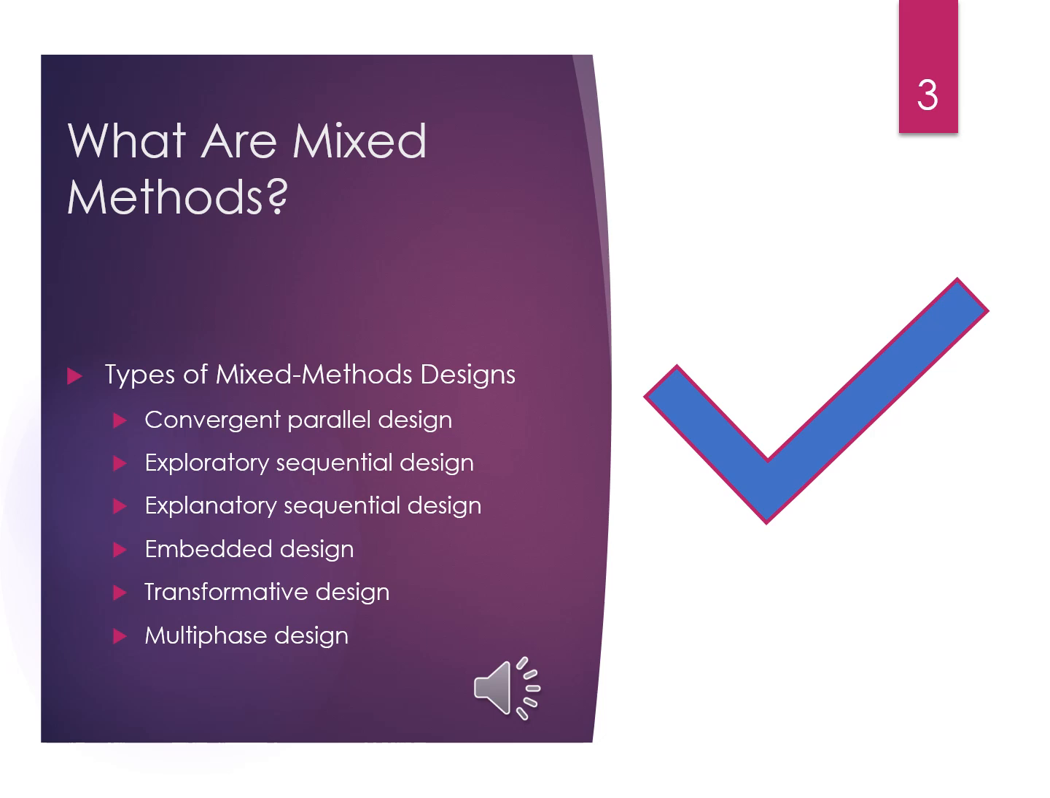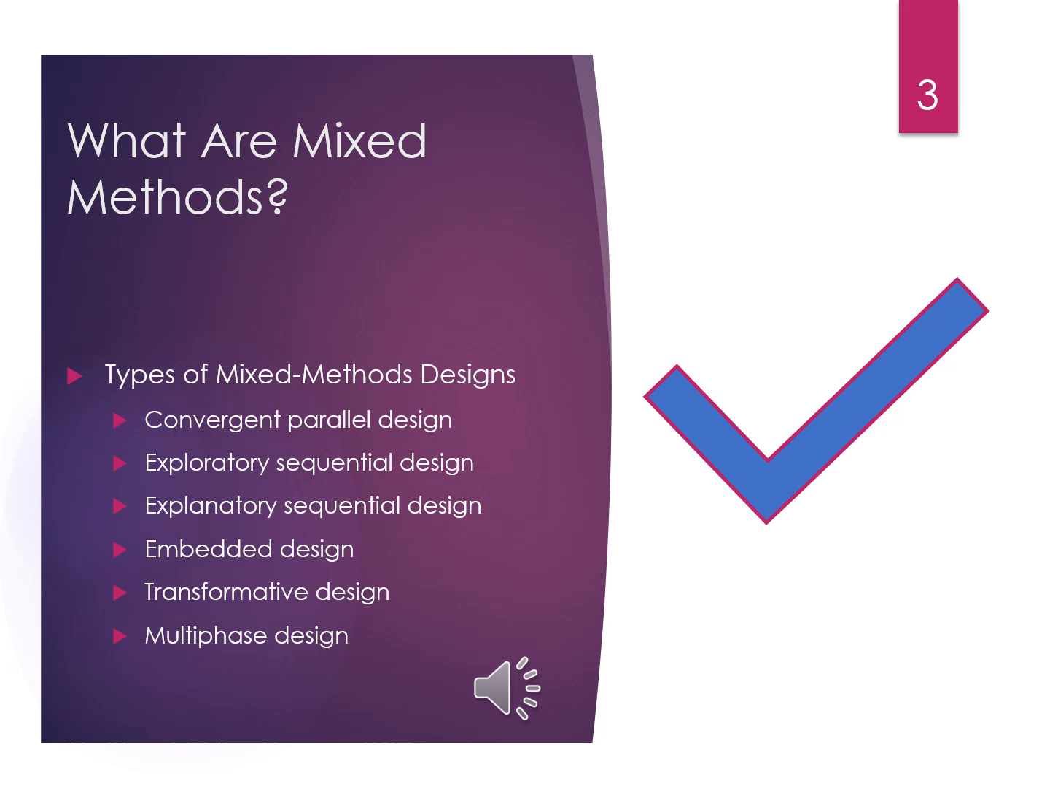There are different types of mixed method designs. There's the convergent parallel design, where quantitative and qualitative methods are implemented at the same time, and the findings are integrated and interpreted together. Then we have the exploratory sequential design, where a qualitative method is implemented first and the quantitative method follows. The explanatory sequential design is the opposite: the quantitative method is implemented first, followed by the qualitative method.